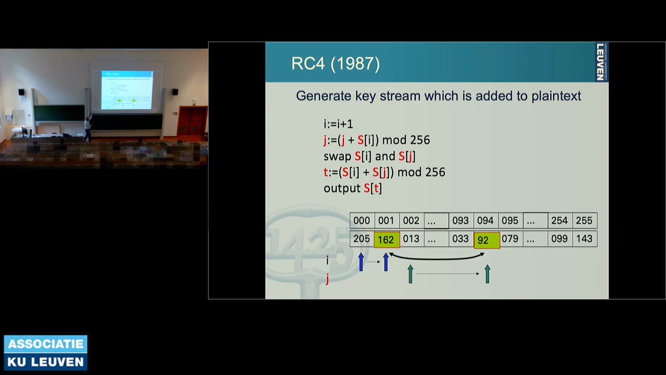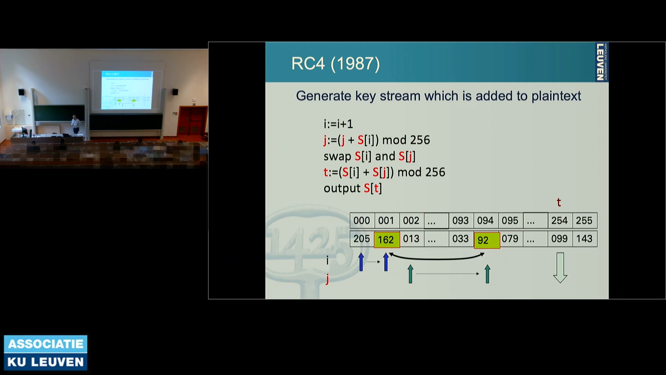So this was what's described on the next slide. Now, we're already on the next phase, where we will no longer include key, but we'll start producing output. After the swapping of the elements, we add the contents, so 162 plus 92, look up, and we get 254. We look up the element that is there, and that's the output byte. This is repeated every clock cycle to output 1 byte every time.